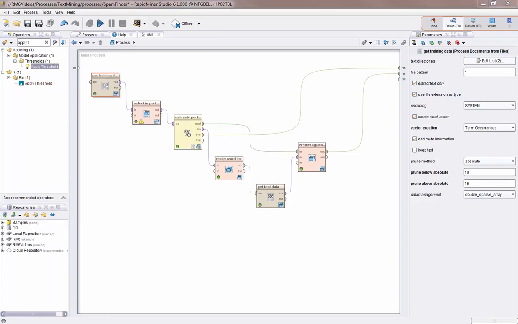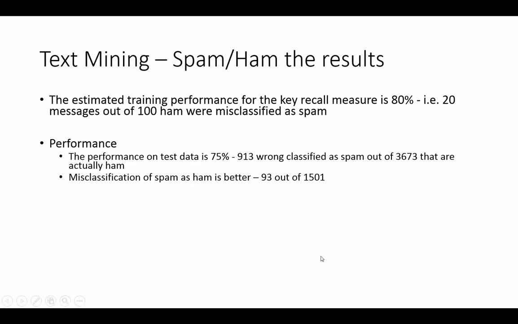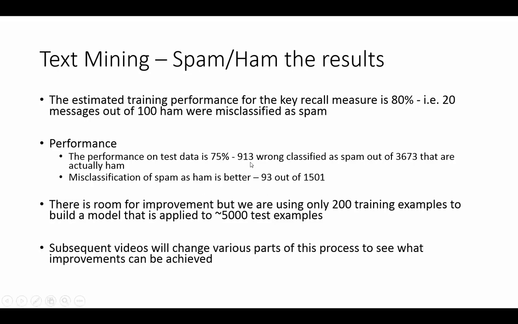Okay. So as I say, future videos will focus on changing all parts of this process to do a better job. So let's just return to a summary. As we saw, the estimated performance was about 80%, and actually the performance on the test data was a bit lower, 75%. Now this is on the key measure, which is the incorrect classification as spam for real email. So there's room for improvement, but bear in mind that this is only 200 training examples applied to about 5,000 tests. Despite that quite big difference, it's still done quite well. Anyway, subsequent videos will change parts of this so we can see what improvements can be achieved.